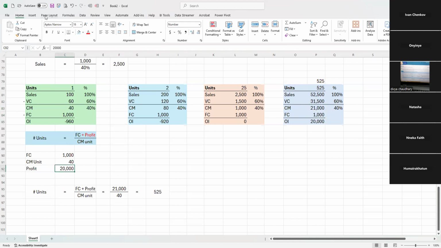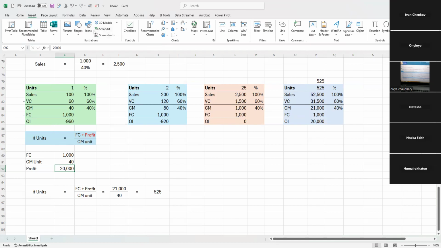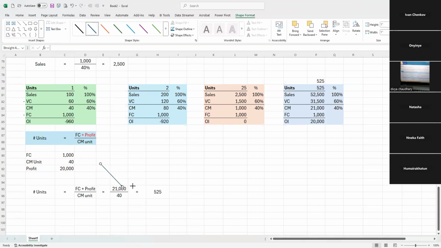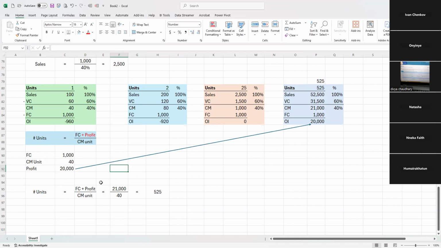So what you have to do is remember, whatever you want, just add it to the fixed cost, and you're going to get it. Make sense? Yes.